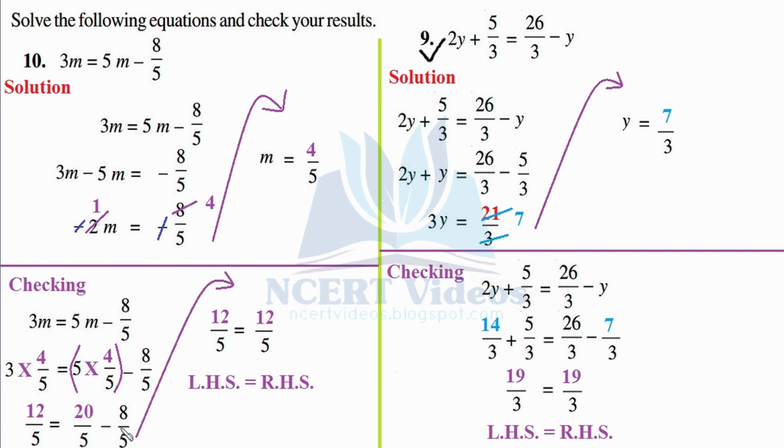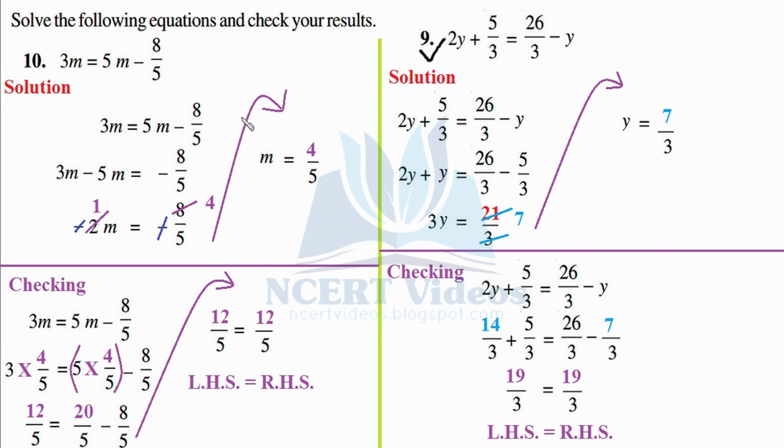Now if you observe on the right hand side, we have a common denominator, therefore we can operate it directly. 12/5 on the left hand side as it is equals 20 − 8 = 12, and common denominator 5, so it came out to be 12/5. Here again we achieved left hand side equals right hand side. This indirectly proves that our solution m equals 4/5 was correct.